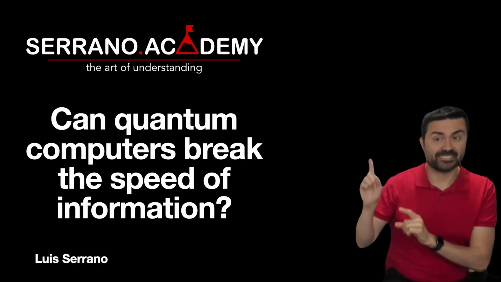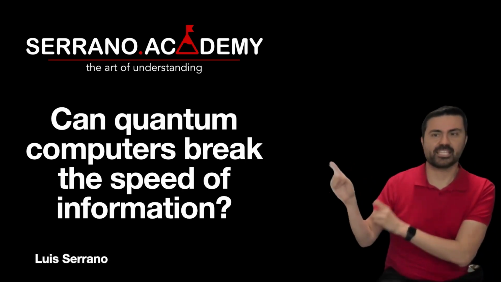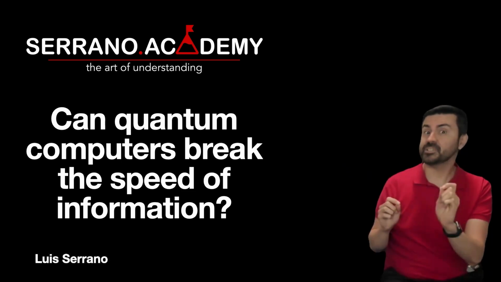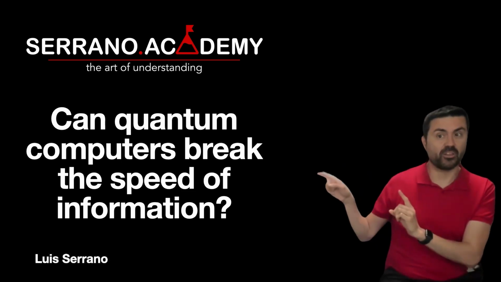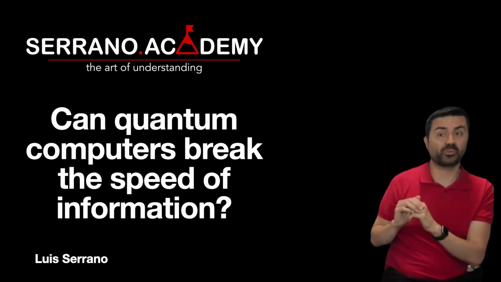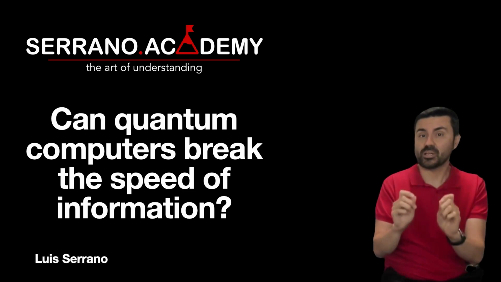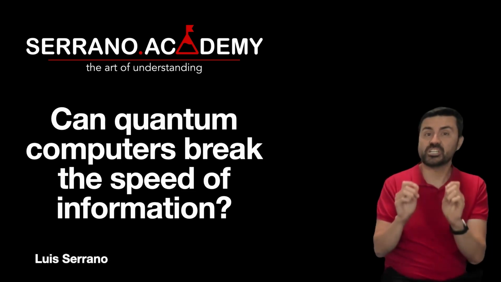Quantum computers are fast, but how fast are they? In particular, can they break the speed of information? In this video, I will tell you two things. First of all, what is the speed of information? And second, can quantum computers break it? And to illustrate this, we'll use a very famous quantum computing algorithm called Deutsch algorithm.